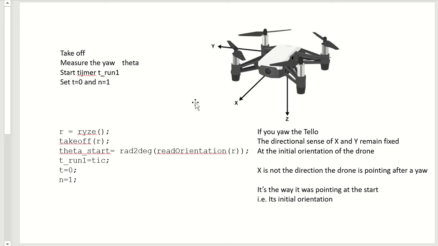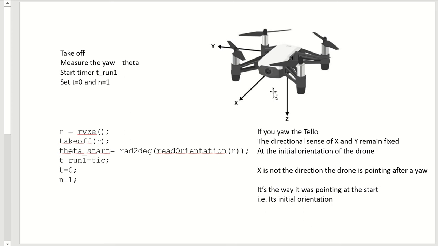Now there's a program that does all this. So I'm going to go through each part of the program, describing what it does, and then you can have a look at the program, run it, and also start to understand it. So the first thing is, we take off, and then we measure the yaw, which is called theta, and we start a couple of timers and values off. That should be timer there, but anyway, some mistake in there. So r equals rise, take off, and then measure this theta start.